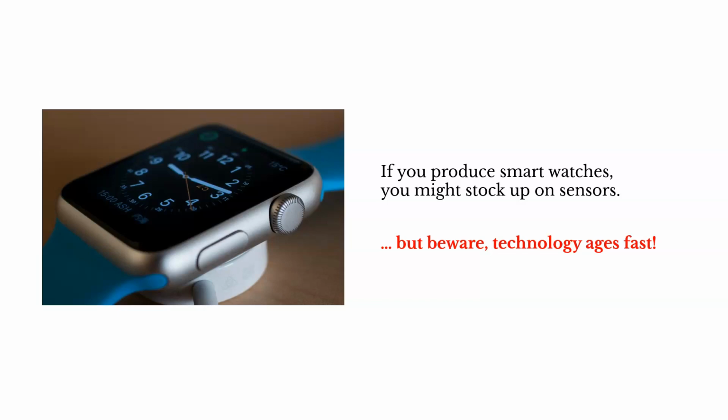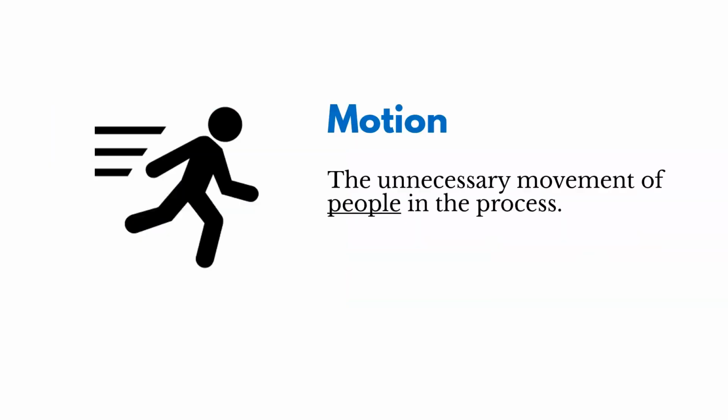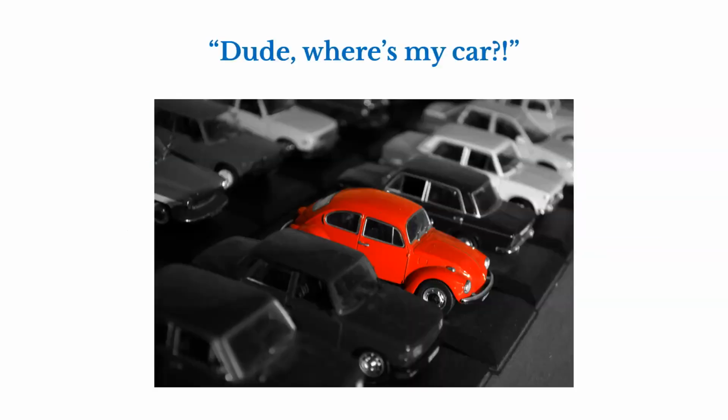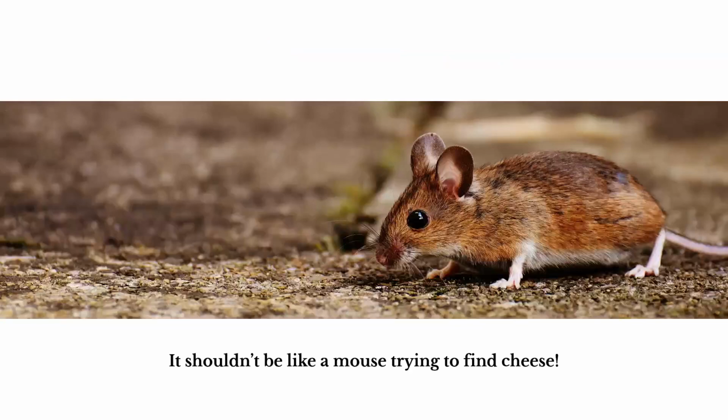So you want to avoid buying too many materials. That generates waste. Then there's the waste of motion again, the unnecessary movement of people in the process. You can imagine it this way. Just think about all the time you waste throughout your life trying to find your car that you've parked in a mall, some other store. We want to avoid that, having to move around to try to find things or to get a process done. It shouldn't be like a mouse trying to find cheese. We want to try to eliminate or minimize the movement of people in the process.